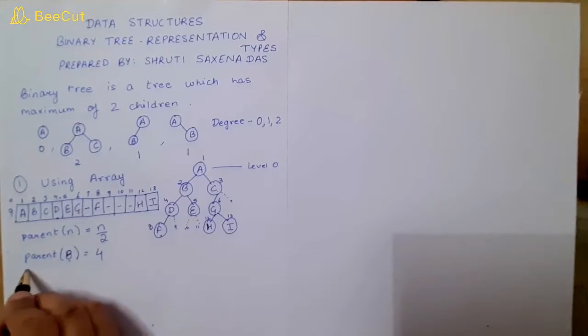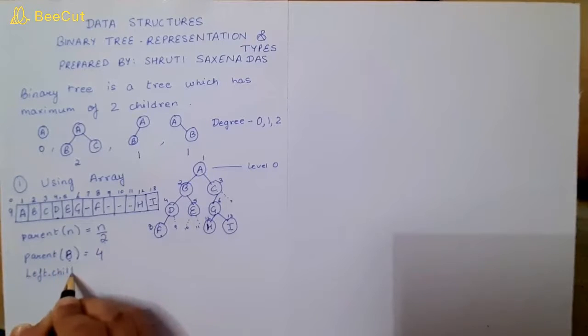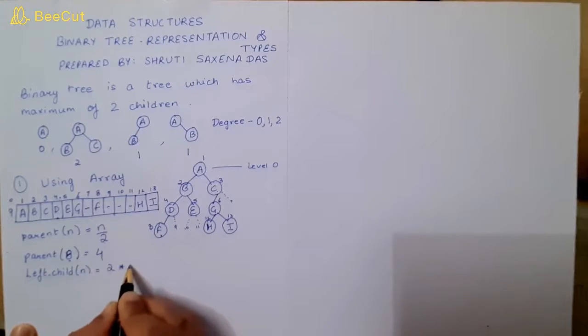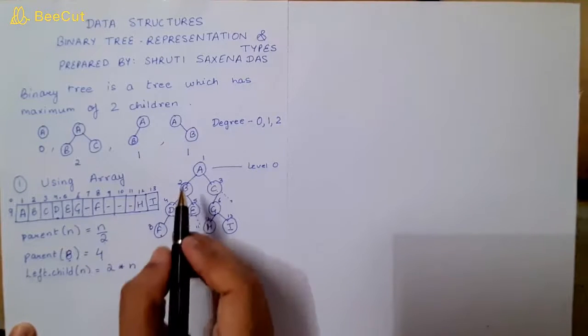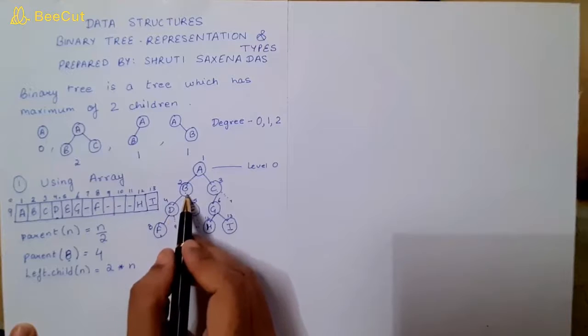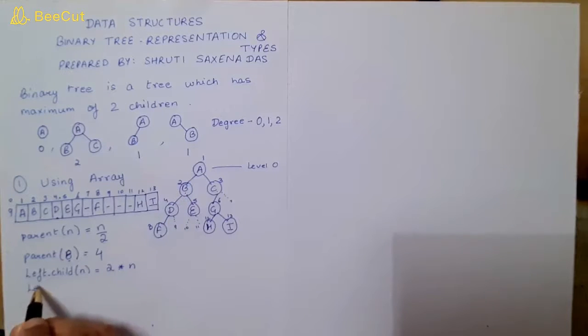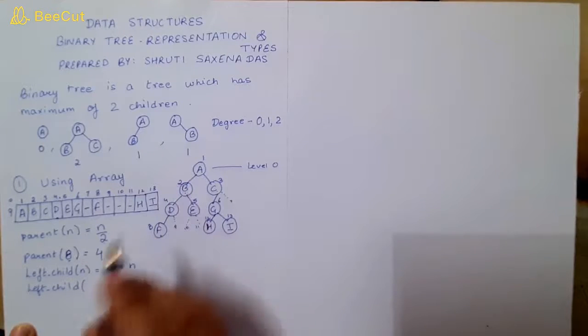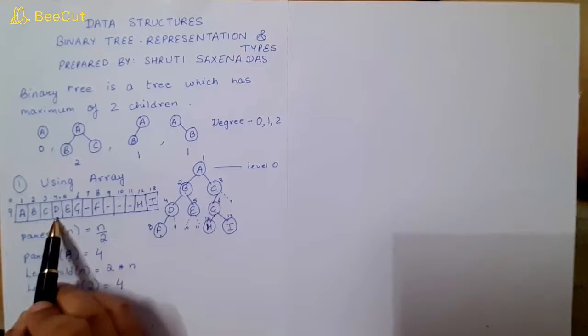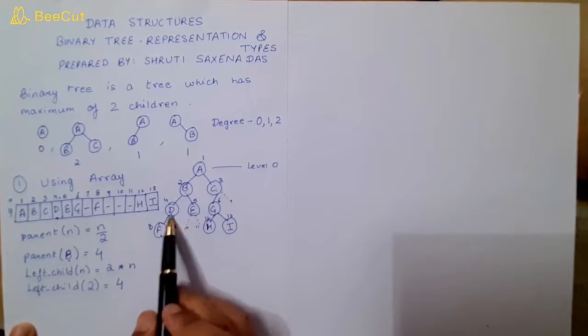Secondly, we can find out who is the left child of a node. To find out the left child of a node, you have to do 2 into n. So suppose for B we want to find out who is the left child of B. What is the value of n for B? It is 2. So if you put the value of n over here, 2 into 2, it will be 4. So who is present at 4? D. D is the left child of B.